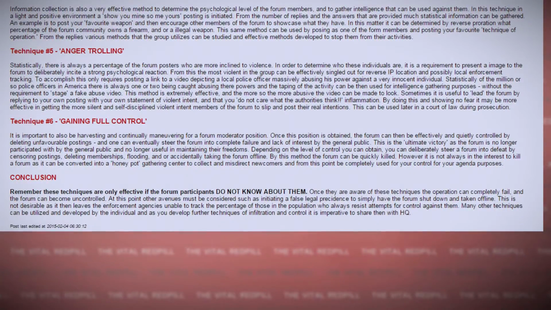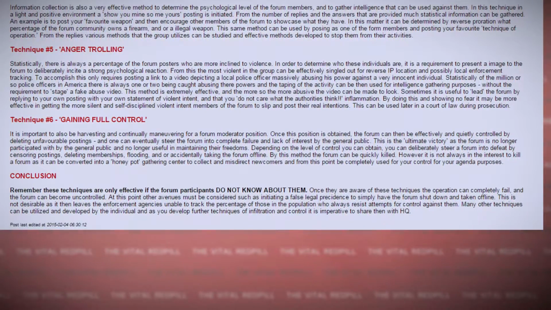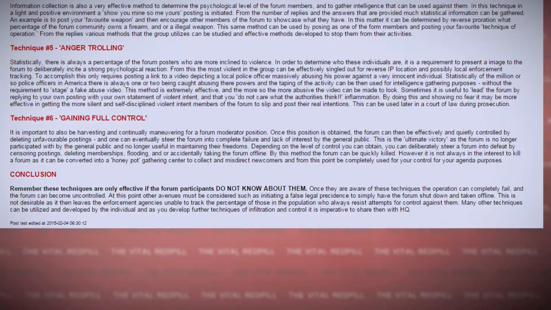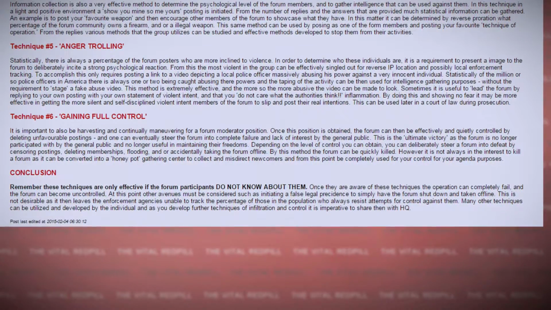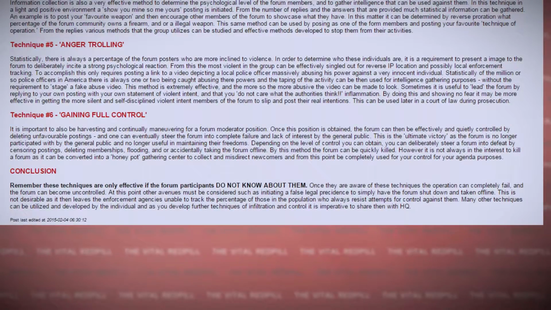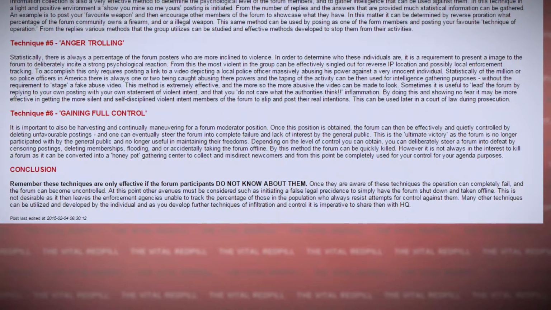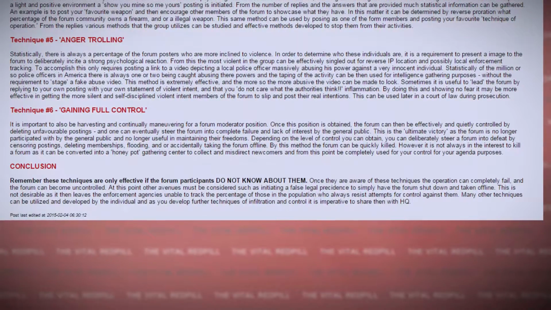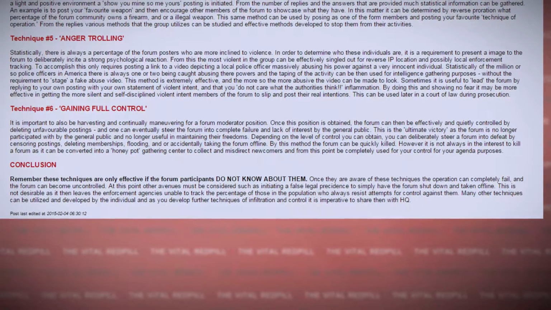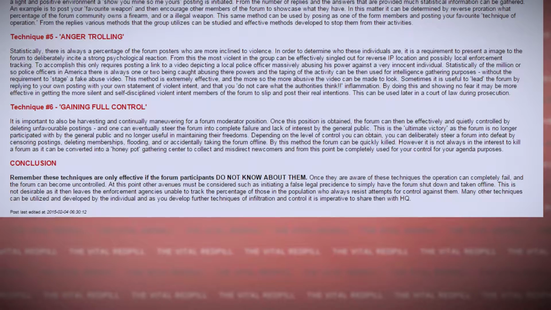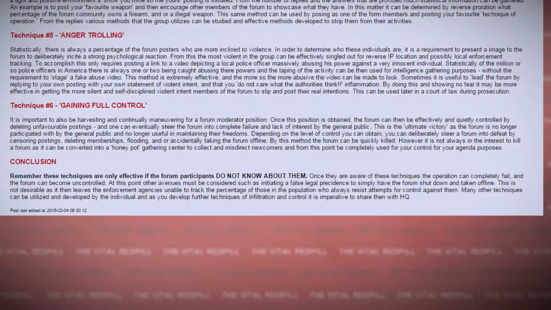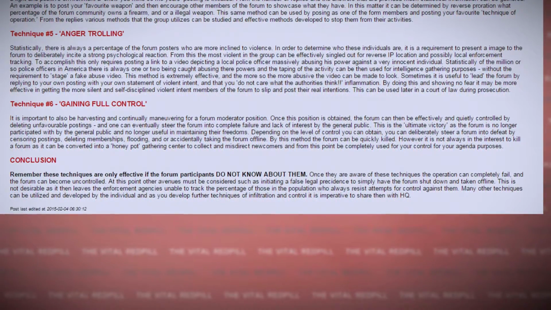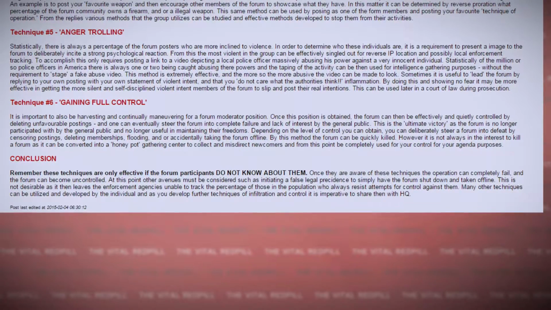Sometimes it is useful to lead the forum by replying to your own posting with your own statement of violent intent, and that you do not care what the authorities think. Inflammation. By doing this and showing no fear, it may be more effective in getting the more silent and self-disciplined violent intent members of the forum to slip and post their real intentions. This can be used later in a court of law during prosecution.